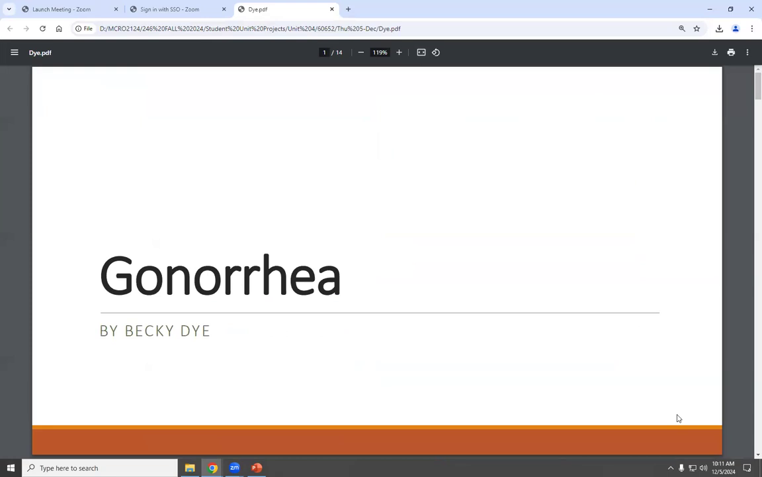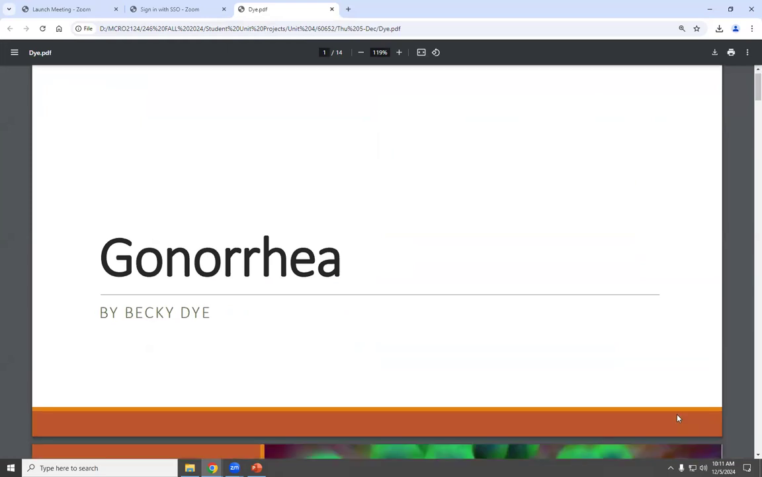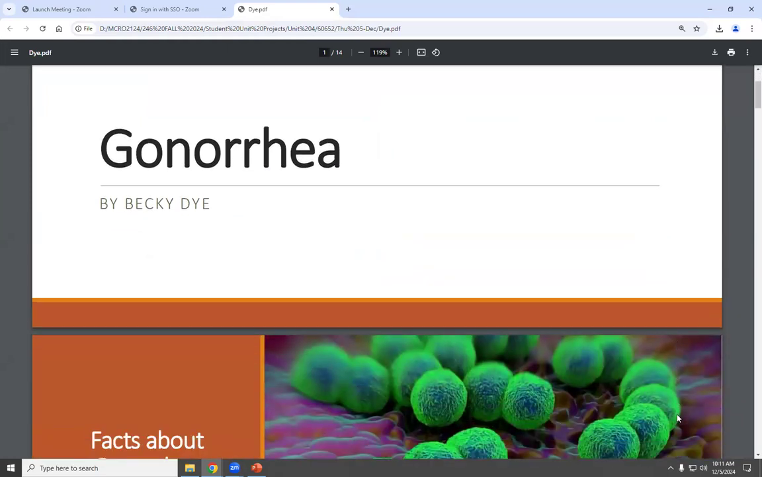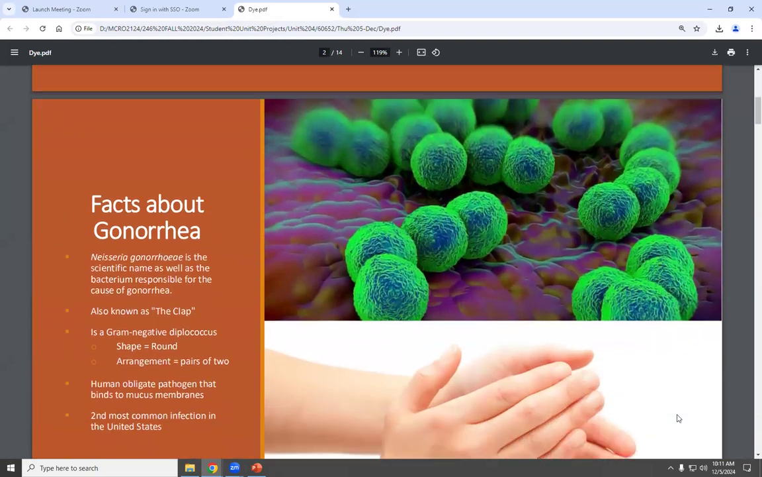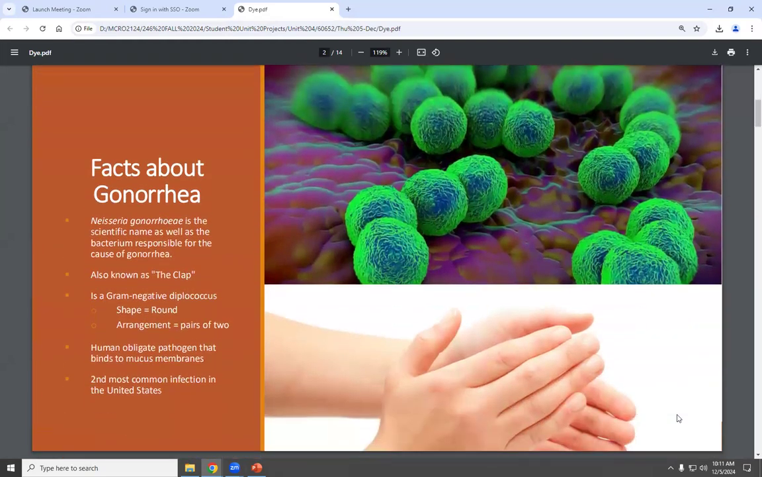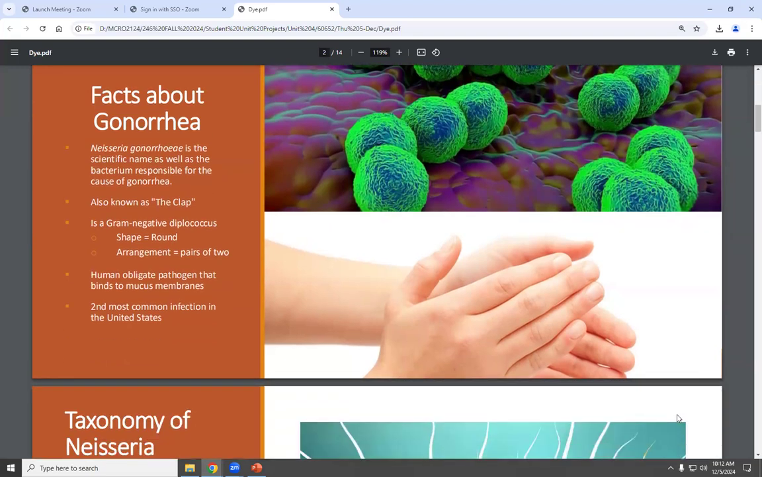All right, you guys. So gonorrhea, as we already know, is a sexually transmitted infection. Okay, so gonorrhea is caused by a gram-negative diplococcus by the name of Neisseria gonorrhoeae. It is considered to be an obligate pathogen, and it is the second most commonly reported sexually transmitted infection.